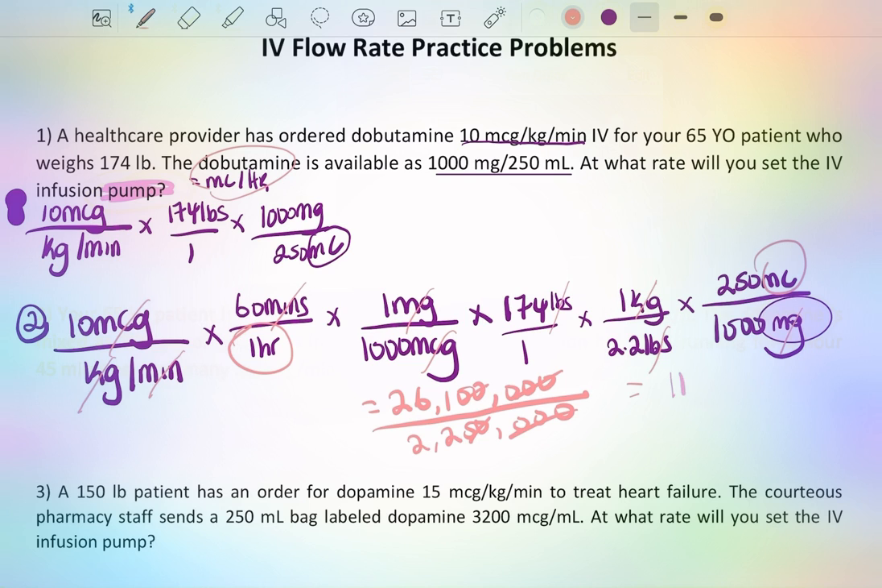So when we work that out, we're going to get 11.86. And based on the rounding rule, that will give us 11.9 milliliter per hour.